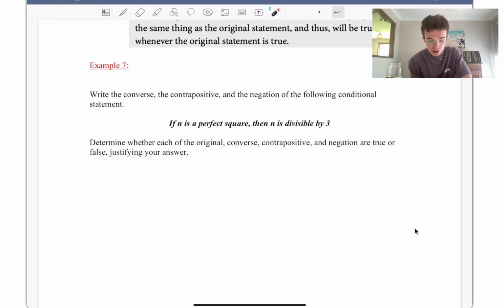Now, the negation of this statement would just be, there exists n being a perfect square that is divisible by 3. Now, that is a true statement, because there is a number that's divisible by 3 and a perfect square, 9, for example. But the reason this is a true statement is because it's not saying for all n being a perfect square, it's just that there exists.